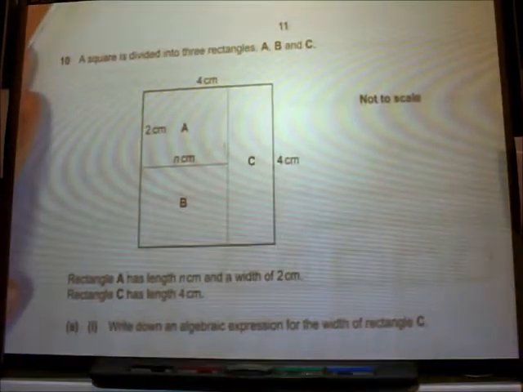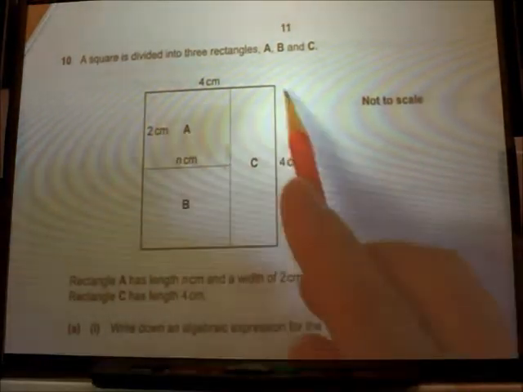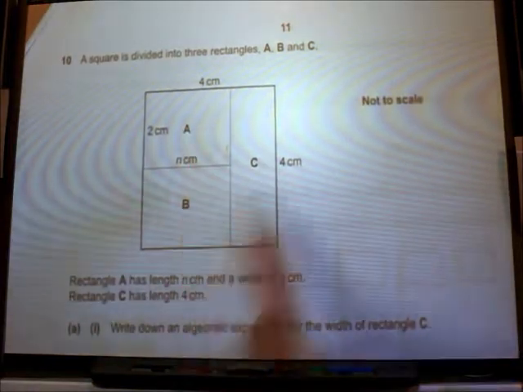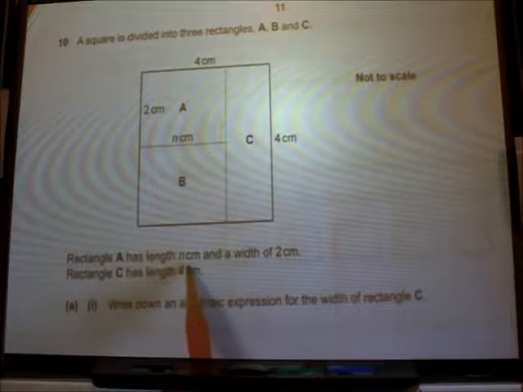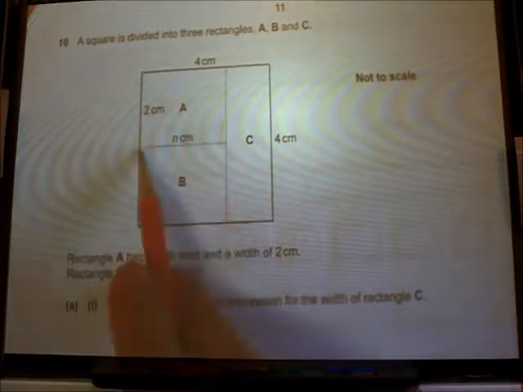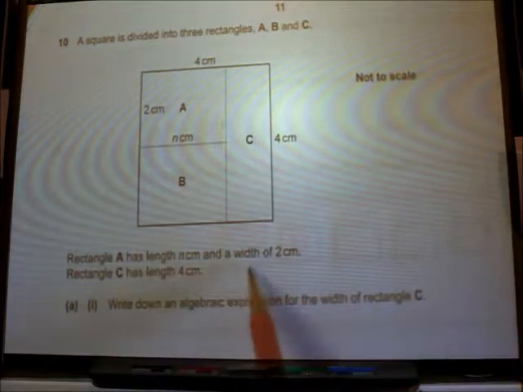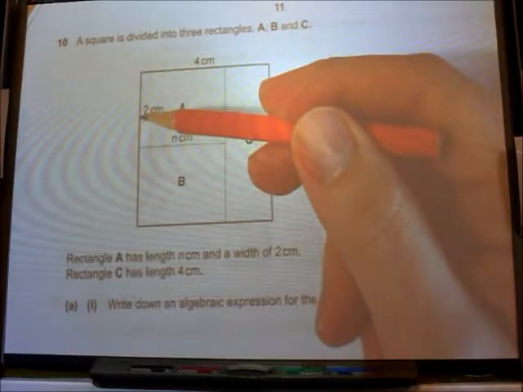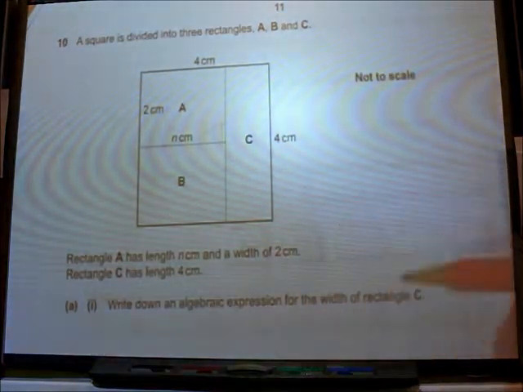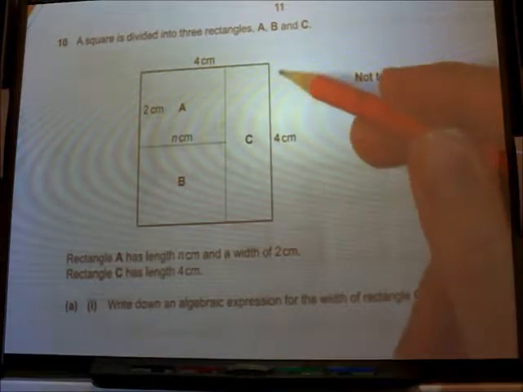Nasty question this. A square is divided into 3 rectangles A, B and C. So there's your square, it's 4 by 4, and there's your rectangles A, B and C. Rectangle A has a length of n centimetres, so you can see that there. Rectangle A has a length of n, and actually so does B, funny enough. And rectangle A has a width of 2, so there you go, you can see the width is 2. Some people might say it's the height, but either way. Rectangle C has a length of 4, which you can see there because it's the side of the square.